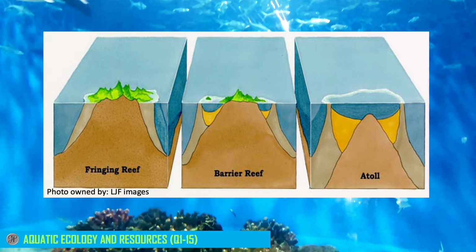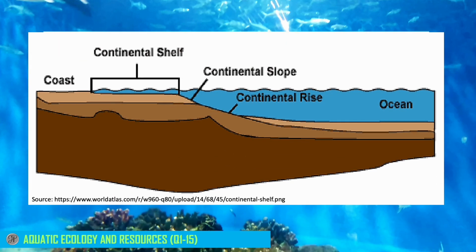On the other hand, continental shelf is the edge of a continent that lies under the ocean. It extends from the coastline of a continent to a drop-off point known as the shelf break.